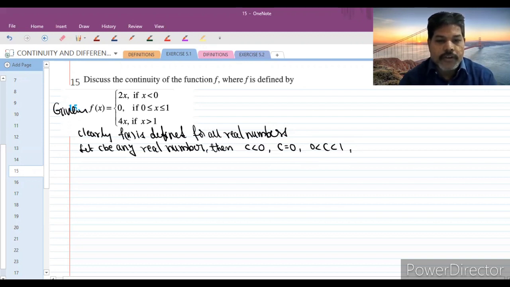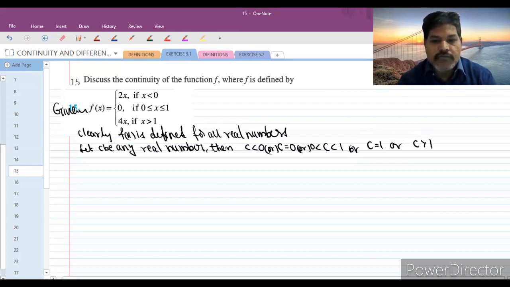Next case, C is equal to 1, and one more case, C greater than 1. So what cases arise here? C less than 0, C equal to 0, 0 less than C less than 1, C equal to 1, or C greater than 1. How many cases exist here? Five cases are there.